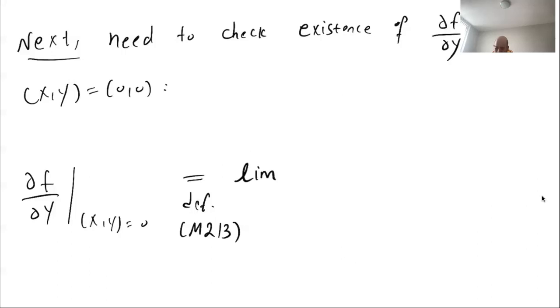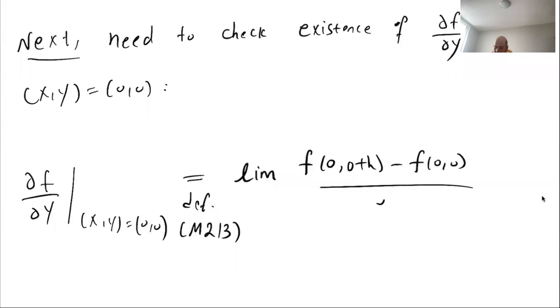Fixing the x value to be what? To be 0. Because x is 0 and y is 0 here, right? So we fix x to be 0. But for the y value, we can change it, right? So the limit of f of 0 and 0 plus h minus f of 0 and 0 divided by h as h approaches 0.